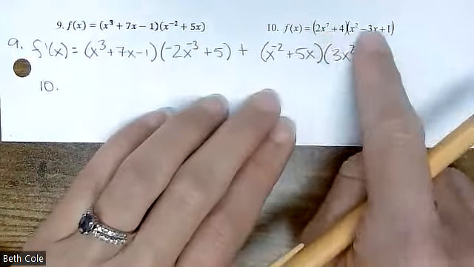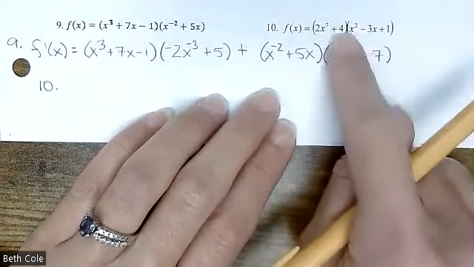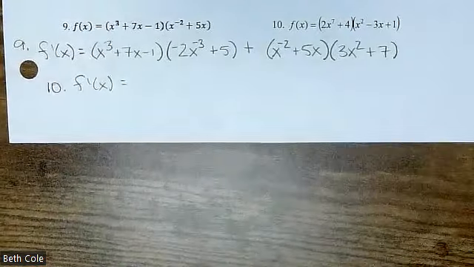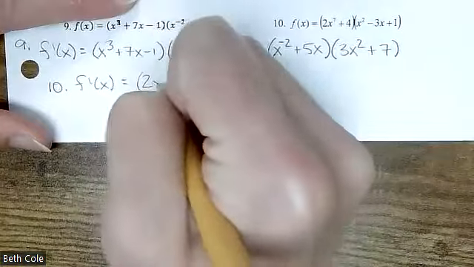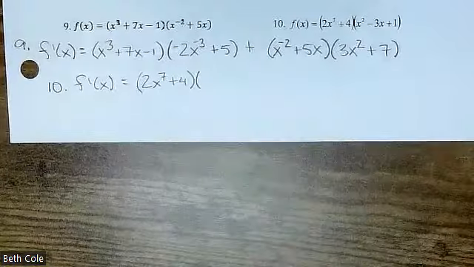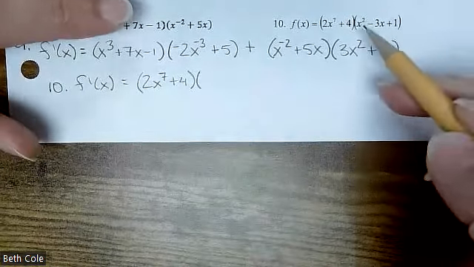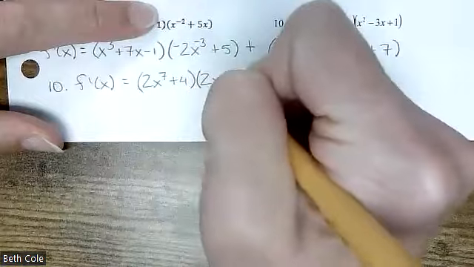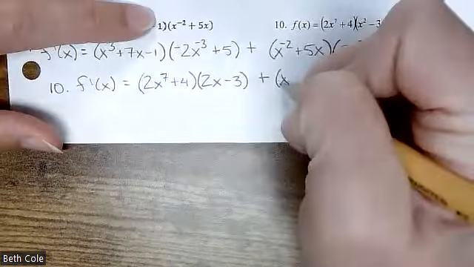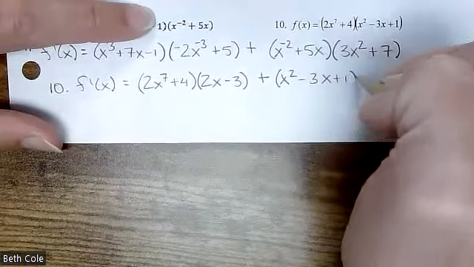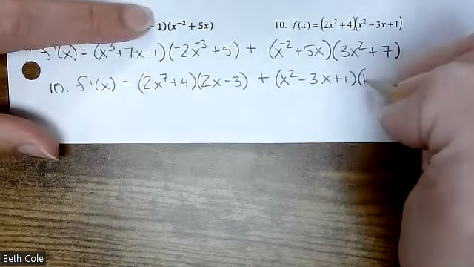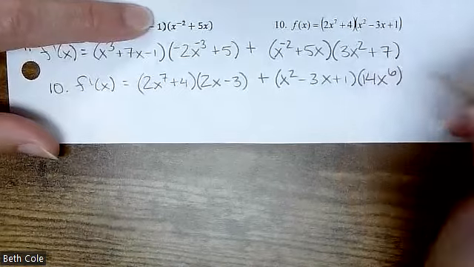So first of all, do you see how it would be product rule? Like you have 2 items, 2 totally separate functions. All right. So f prime equals the first thing, 2x to the 7th plus 4, times the derivative of the second thing, which would be 2x minus 3, plus the second function times the derivative of the first, 14x to the 6th.